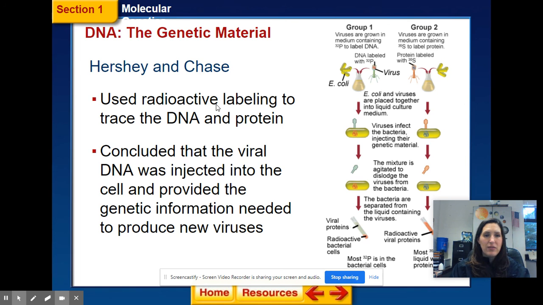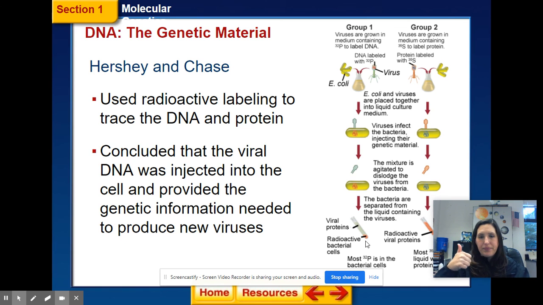These two used radioactive labeling to trace DNA and protein. They did this in a virus, using E. coli bacteria and a virus, and they concluded that the viral DNA was injected into the cells and provided the genetic information needed to produce the new virus. So they injected the viral DNA, which we didn't yet know was DNA, the genetic material, into the E. coli, and it was transmitted and passed down further. They used radioactive labeling so that they could identify that this was the trait that was following through.